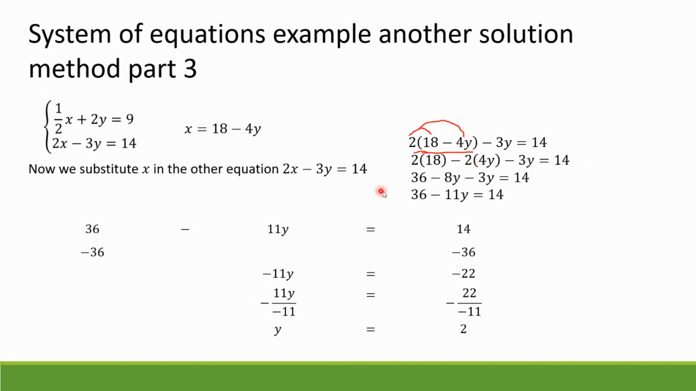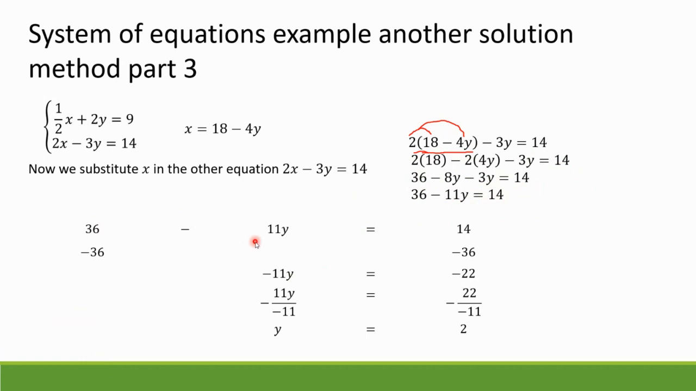And so what happens here? We have 36, that's 2 times 18, minus 8y minus 3y is 14. And so 36 minus 11y is 14. Essentially, we now have one equation with one unknown, y. Y is the unknown, so now we have to solve for y. So let's do that: 36 minus 11y is 14.